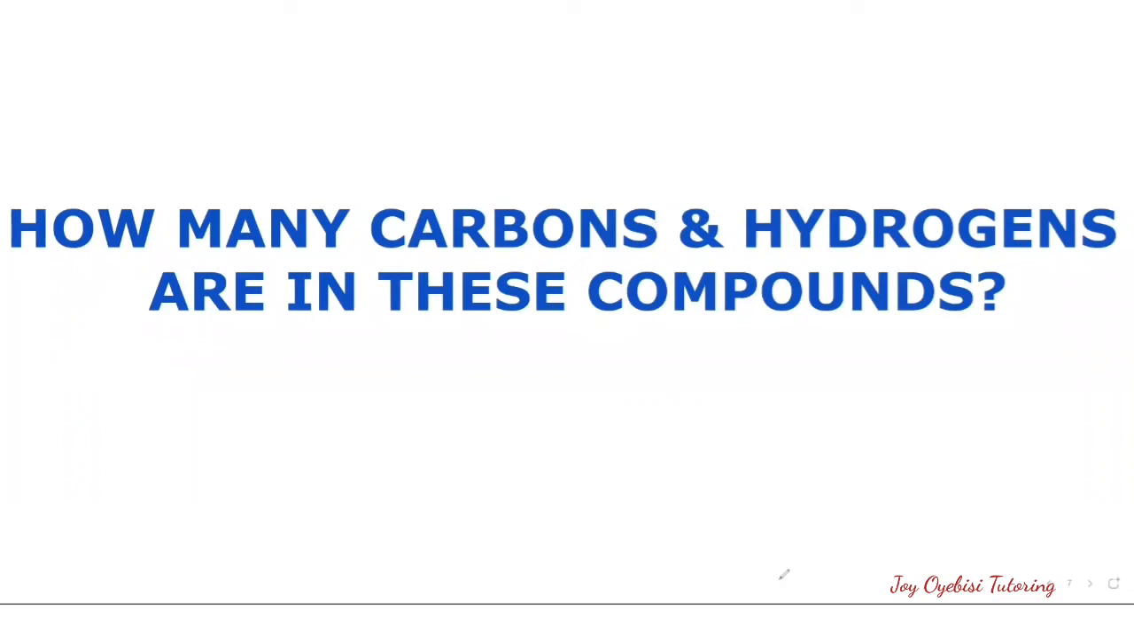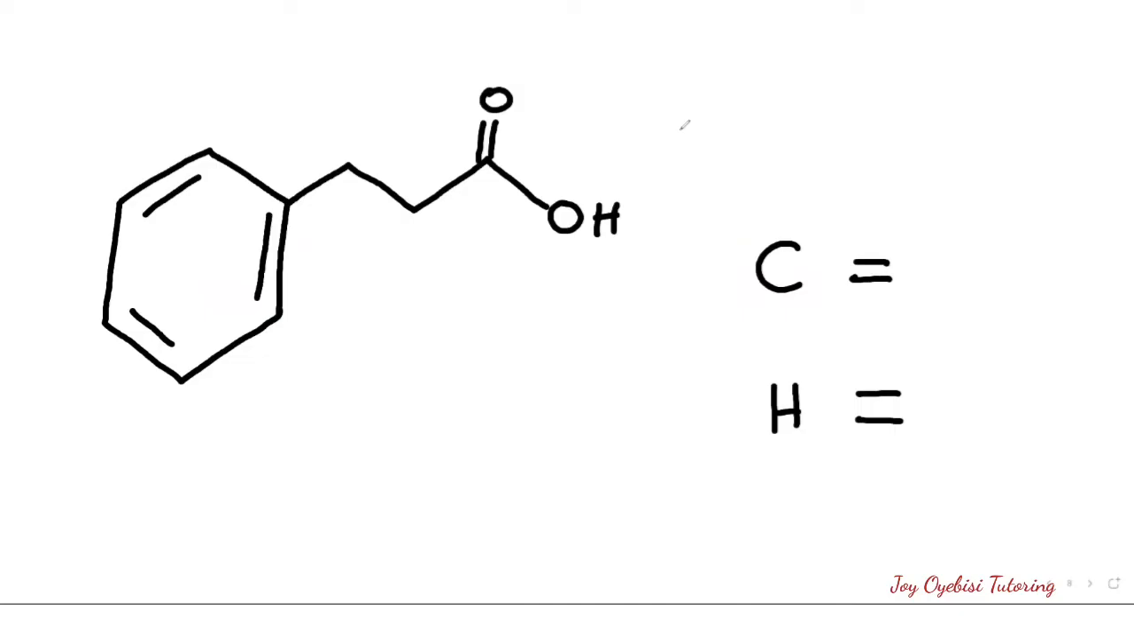In this video, we're going to be learning how we can identify how many carbons and how many hydrogens are in line structures. So this first one here is asking us how many carbons are in this compound. Now, what you do is this. You see, each of these is a carbon. Each of these sides, they are carbons. All of these are carbon. Now, if we count this, it means we have 1, 2, 3, 4, 5, 6, 7, 8, 9. So we have 9 carbons in this one. Okay, now what about hydrogen?